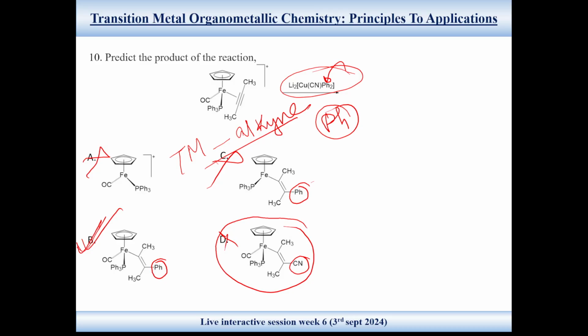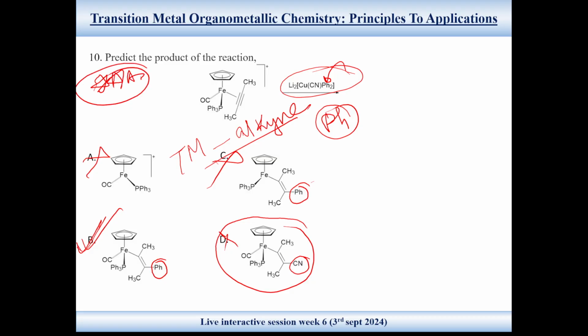Okay. So you are saying phenyl is a better nucleophile than cyanide. Here it reacts as more nucleophilic compared to the CN. Yes, sir. That's why product B is forming, not product D. That's why this question is also a very important question.